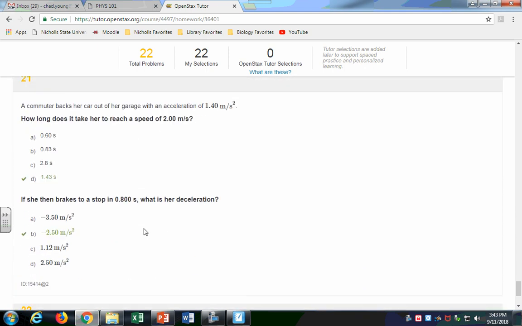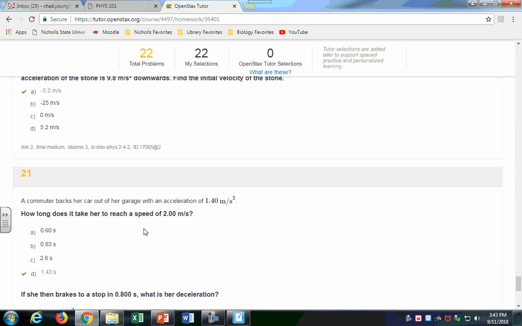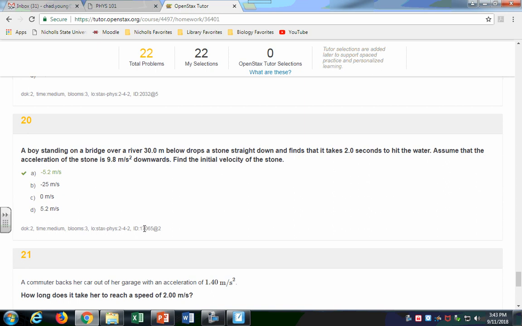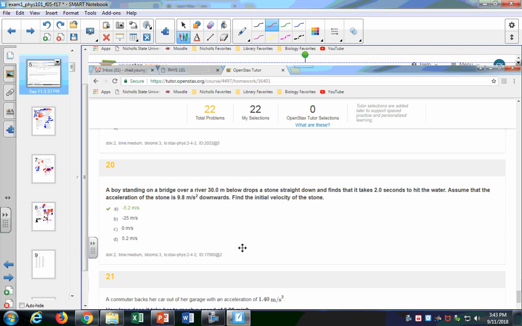These are similar questions. Number 20? Yes. All these are pretty similar, so I would certainly go back and look at those, especially the last 4 or 5 in this quiz. Okay.